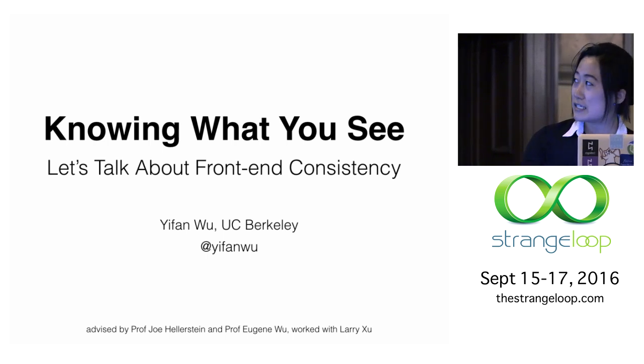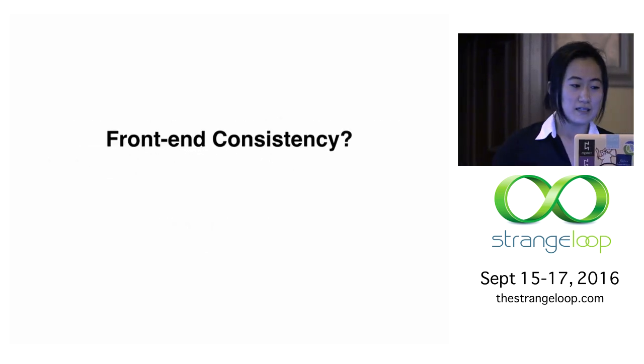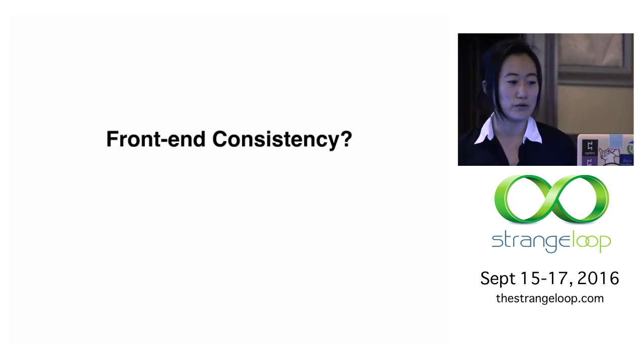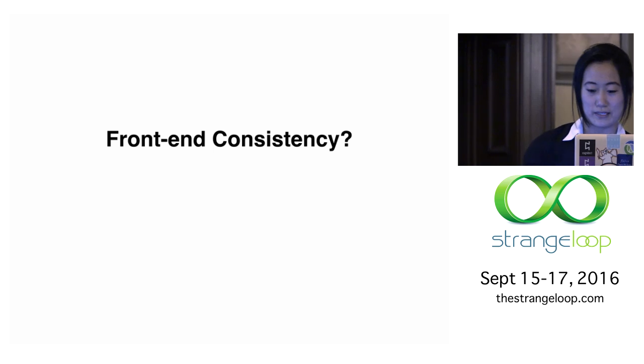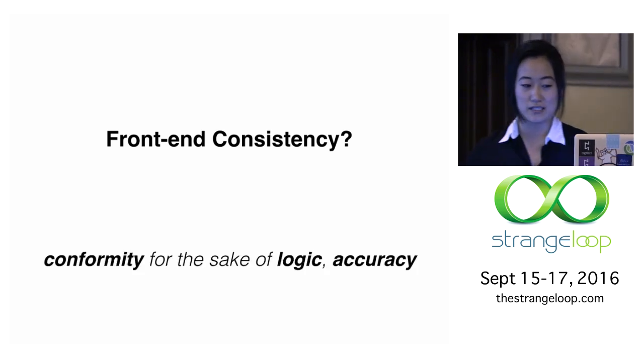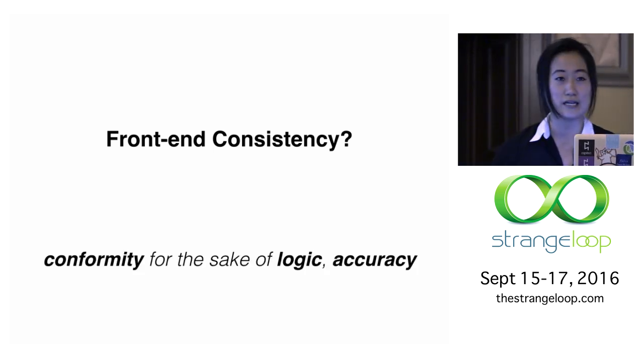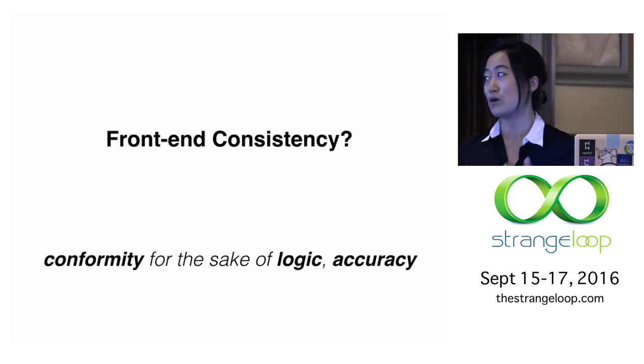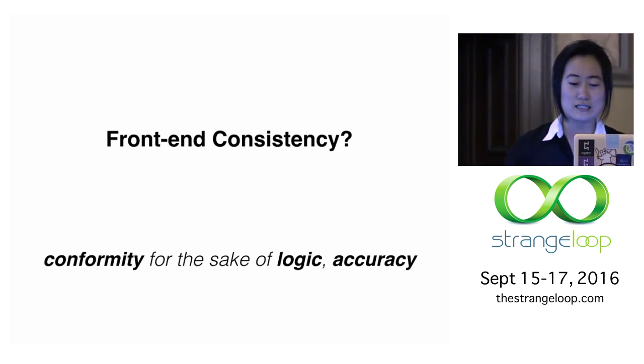So what do I actually mean by front-end consistency? Intuitively, it's basically the same as the dictionary definition: conformity in the application of something, typically that which is necessary for the sake of logic, accuracy, and fairness. For our case, with visualization, we actually care more about logic and accuracy. Let's take a look at some examples to get an intuitive sense of what I mean.